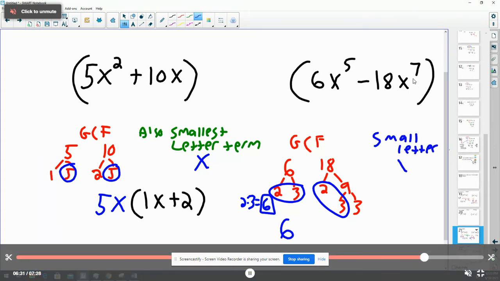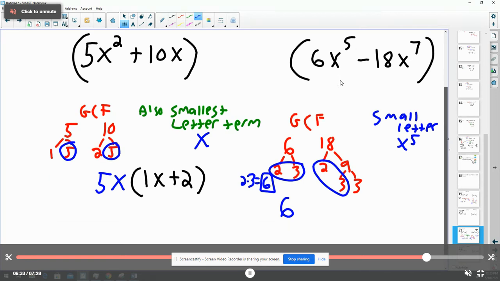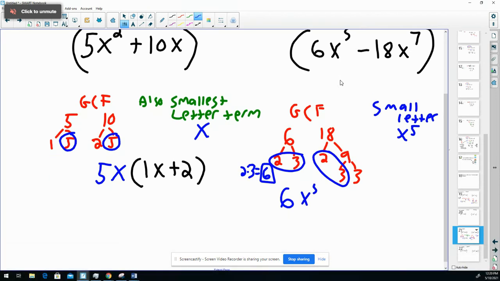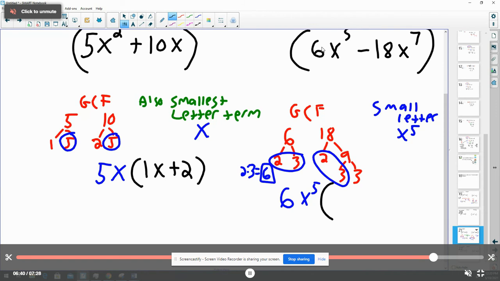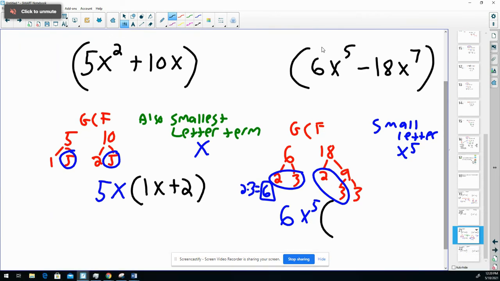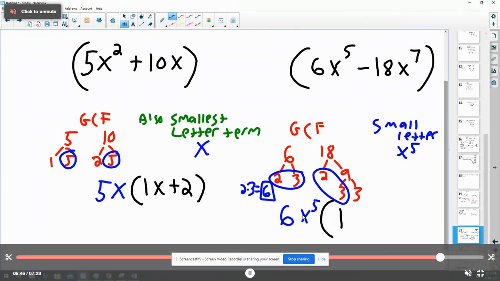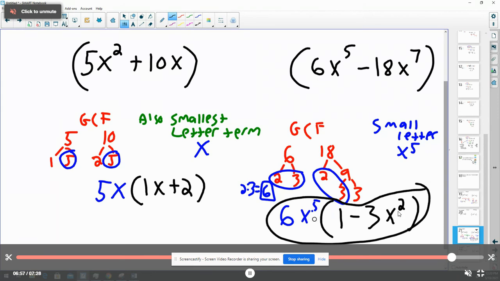So x to the fifth, x to the seventh, and the x to the fifth is smaller. So x to the fifth comes out. All right, now we multiply back. 6 times what gets us 6? Well, that'd be 1. X to the fifth and x to the fifth are all set. I already have them. Minus 6 times 3 gets us 18. Now we have x to the fifth. We need x to the seventh, so we need 2 more. So we're going to put x squared, because remember, when you multiply here, you add the exponents.